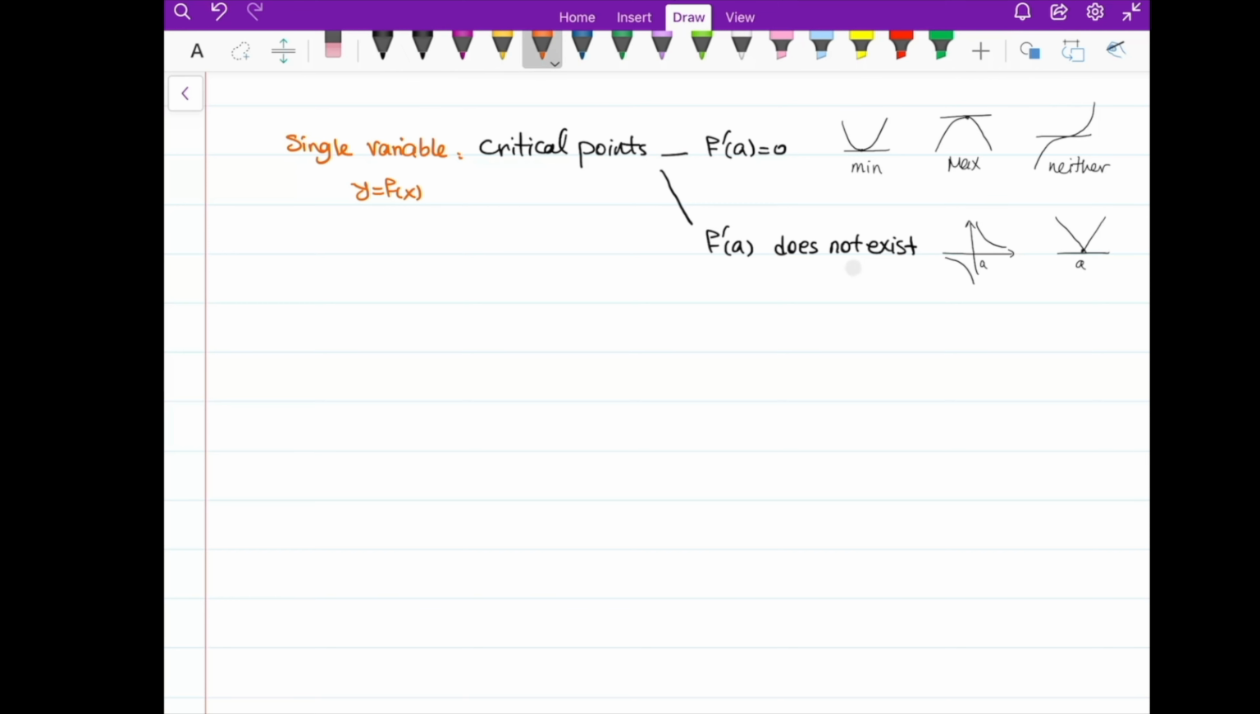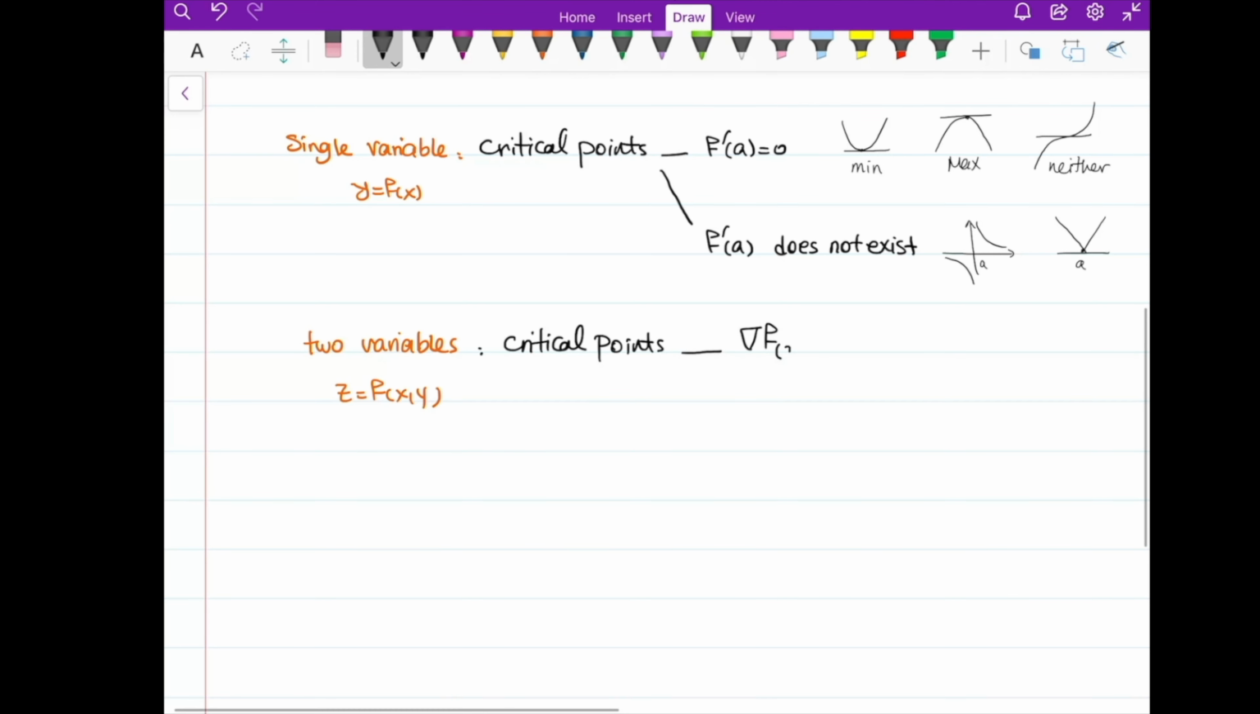So how about the two variable case? When we have a function of two variables like z equals f of x and y, then when we want to define the critical points, we say the critical points are the points where the gradient of f at those points is equal to 0, which means what?